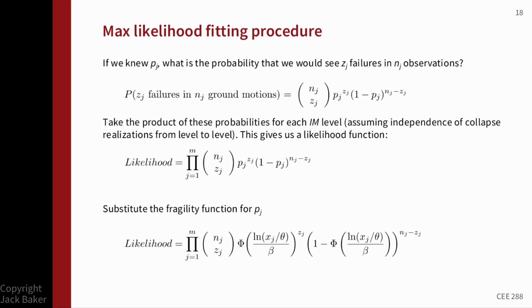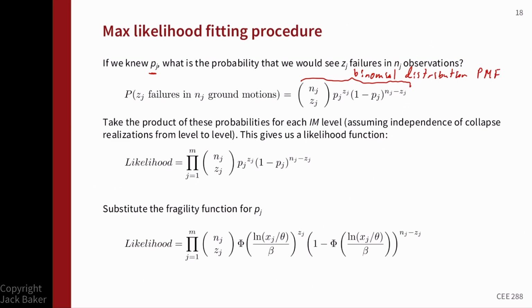Okay, so let's say we knew pj for a given theta and beta value. What's the probability we would have observed the zj out of our nj observations? Here we can think about these as Bernoulli trials. Each asset or each building of my nj observations had pj probability of failing. So the probability that I would see zj failures out of nj observations is going to be a binomial distribution. So this here is my binomial distribution probability mass function.